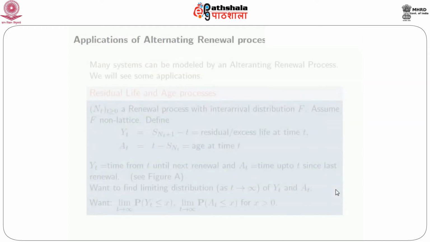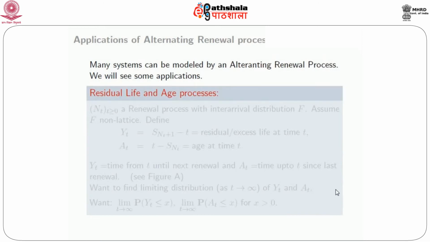Now we can apply that for many other situations as follows. So we'll see some applications. The issue is that many systems which are otherwise different can actually be modeled by an alternating renewal process, and results can be obtained by using the result that we have just proved. So first let's start with a very interesting application to do with residual life and age processes. So suppose N(t) is a renewal process with interarrival distribution F, and assume that F is non-lattice.